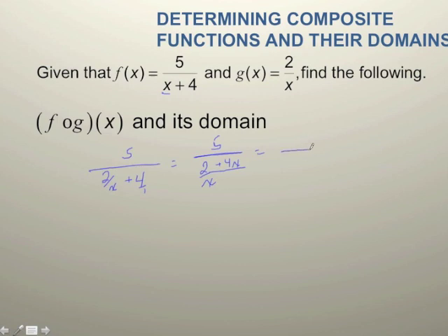It means divide. So I'm going to take 5 divided by 2 plus 4x over x, or 5 times x over 2 plus 4x. That will be 5x over 4x plus 2.